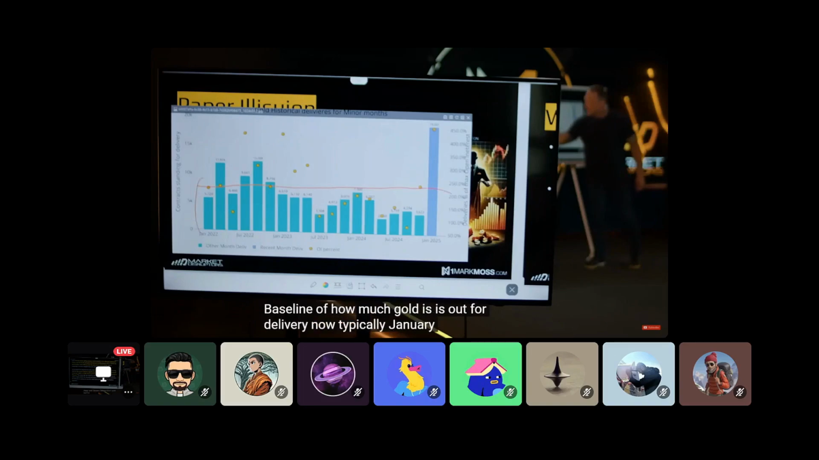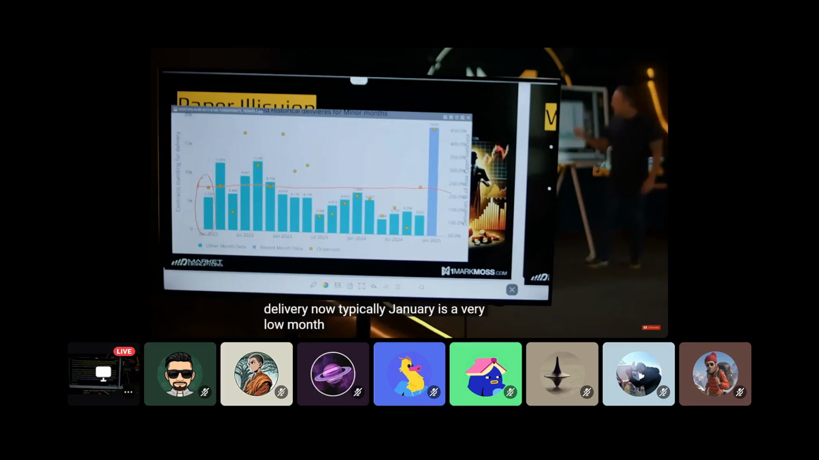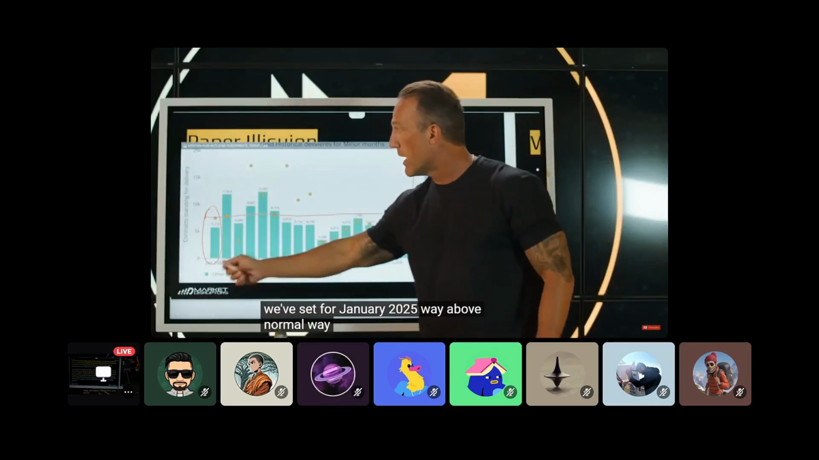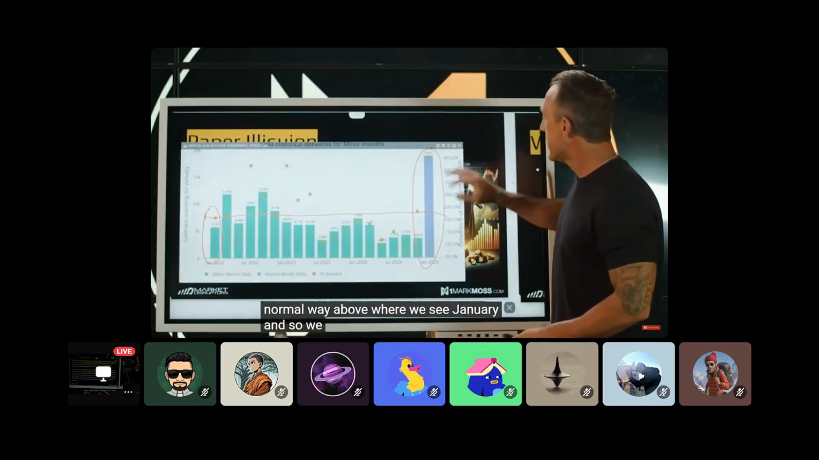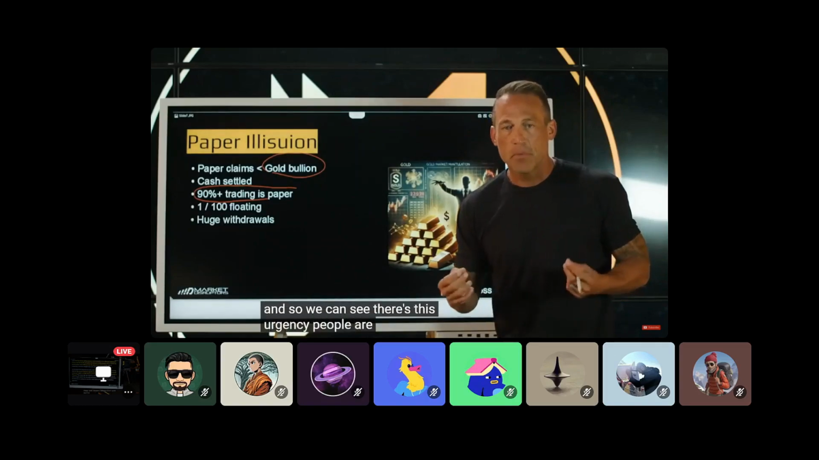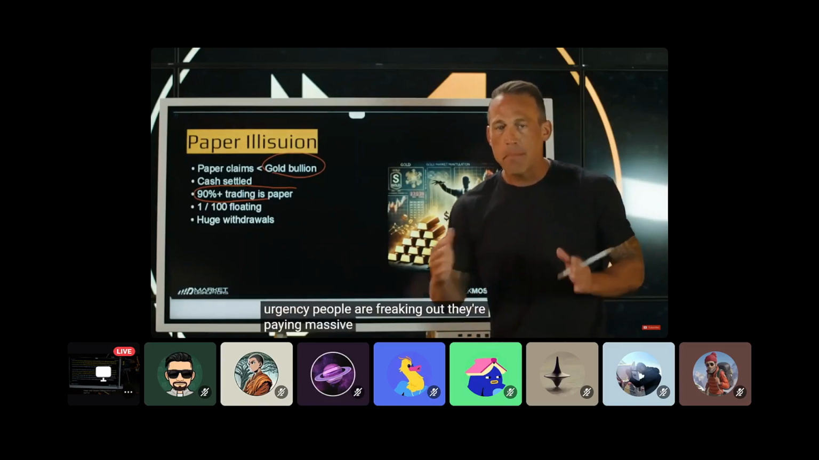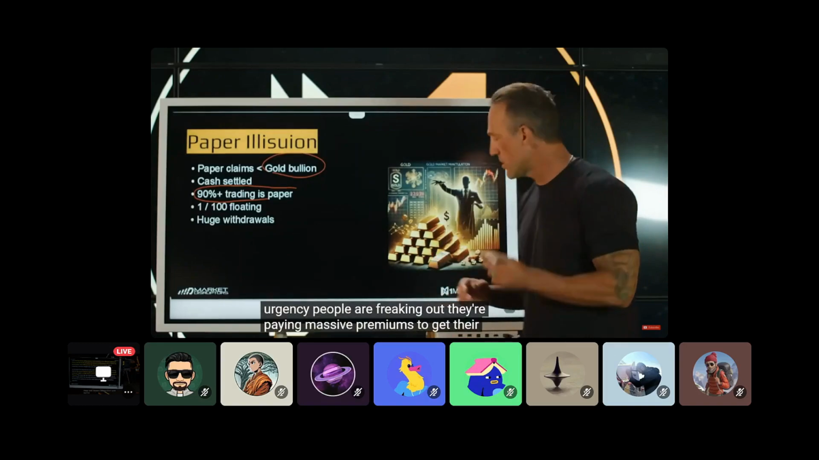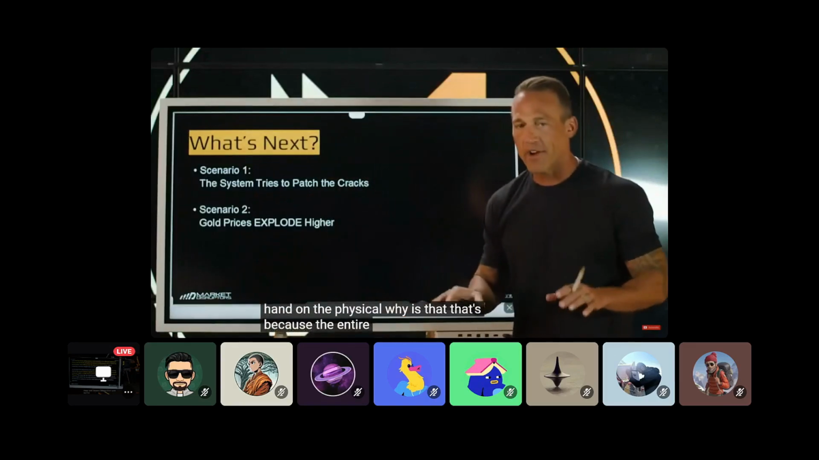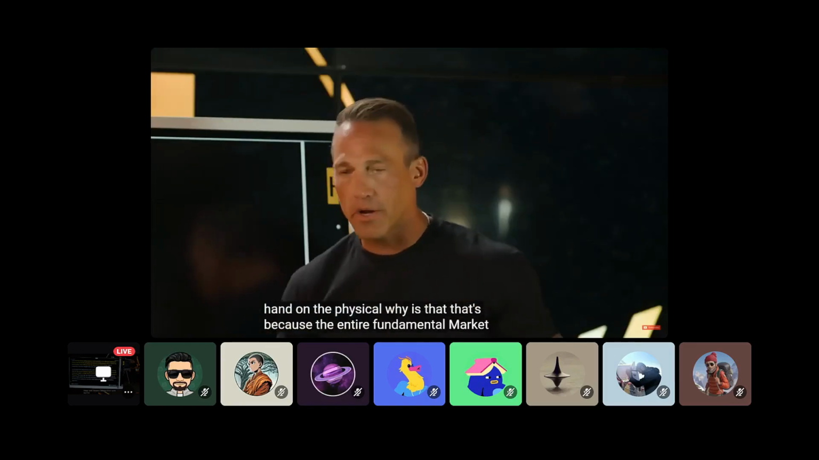Now, typically January is a very low month. And look at this record that we've set for January 2025. Way above normal, way above where we see January. And so we can see there's this urgency. People are freaking out. They're paying massive premiums to get their hand on the physical. Why is that? That's because the entire fundamental market is shifting.